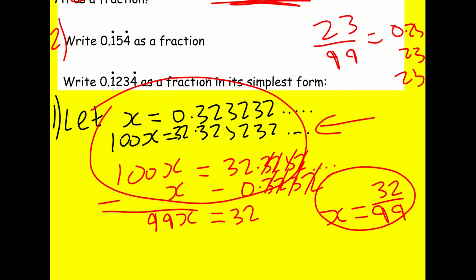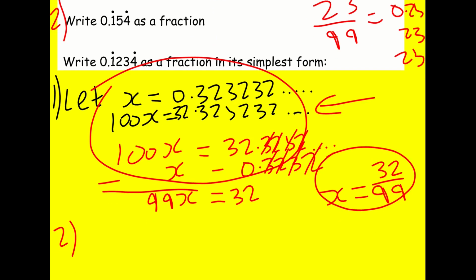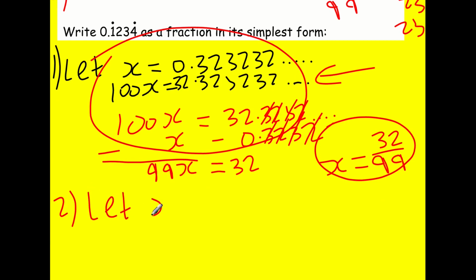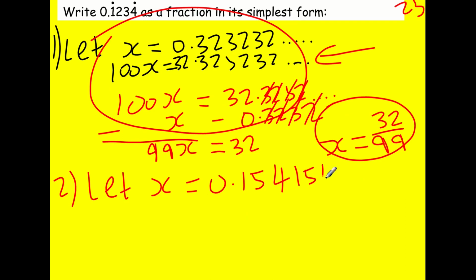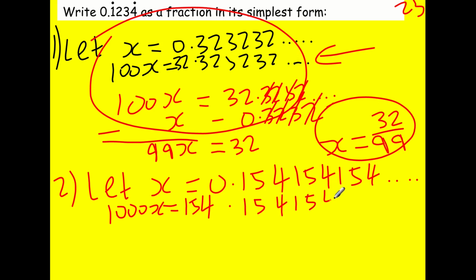Okay, so question 2. We're going to let x equal 0.154 recurring. So it's going to be 154, 154, and so on. Now this time, what am I going to do? If I multiply by 100, the digits are not going to line up. I'm going to multiply by 1,000. And that's going to give me 154.154, 154, 154. Okay, I've shifted the decimal place.